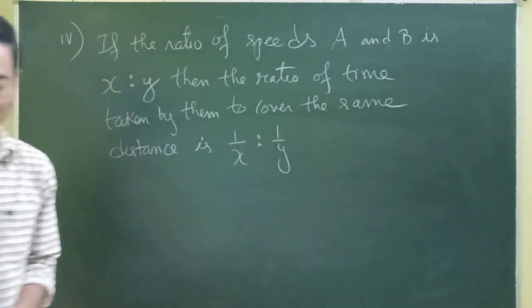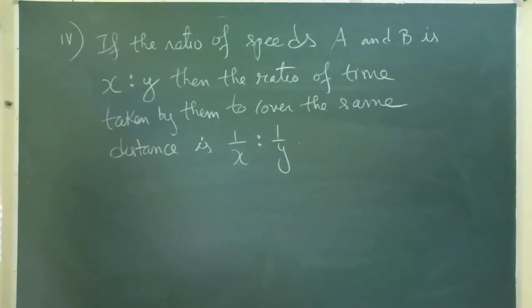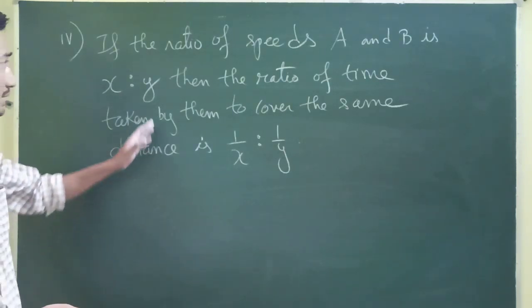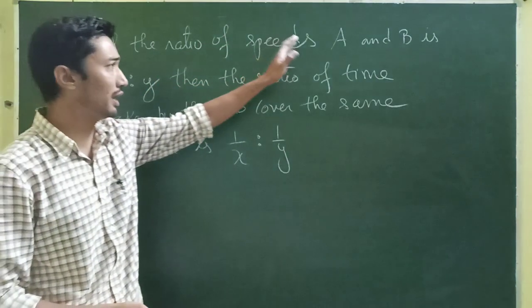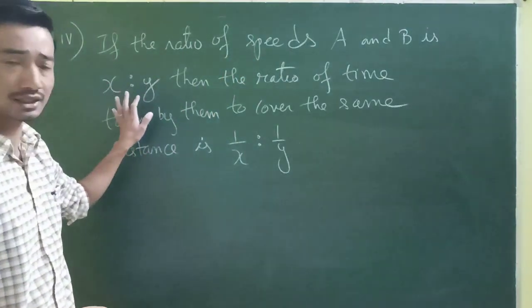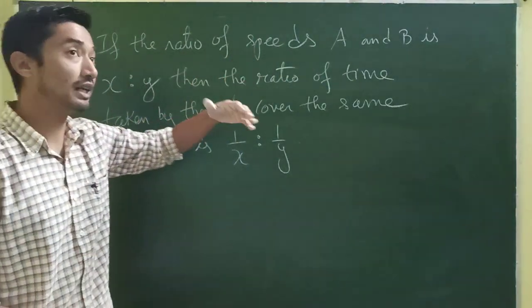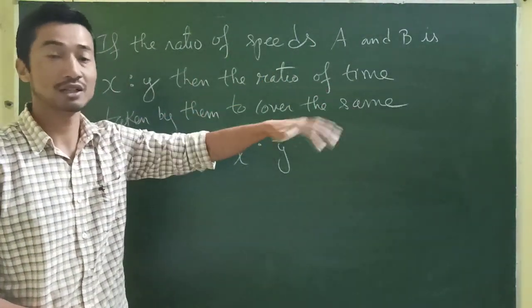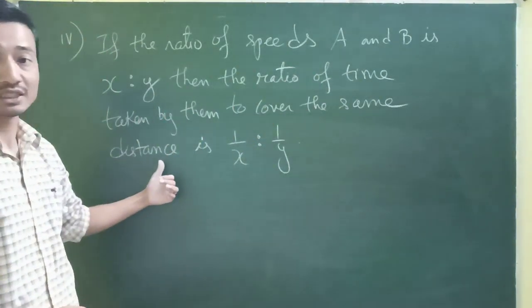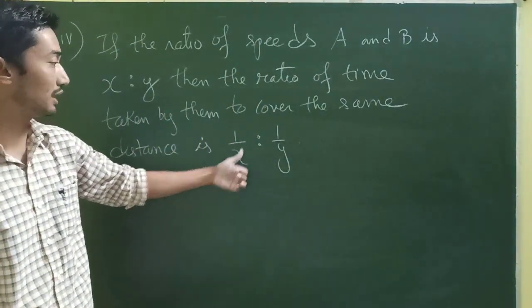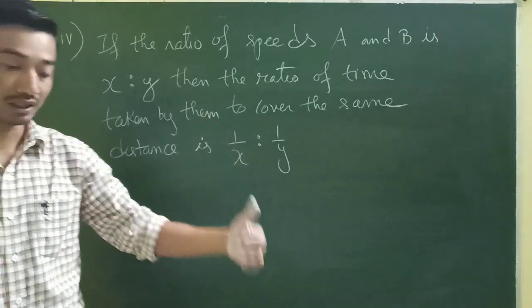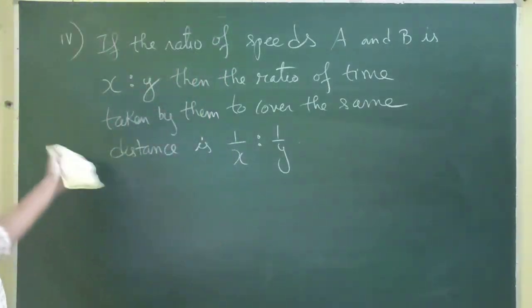So please take a note of this question very carefully. That is, if the ratio of the speeds of A and B is given to us as x is to y, then find the ratio of the time taken by them to cover the same distance. Then it will be 1 by x is to 1 by y. That will be their respective ratios.